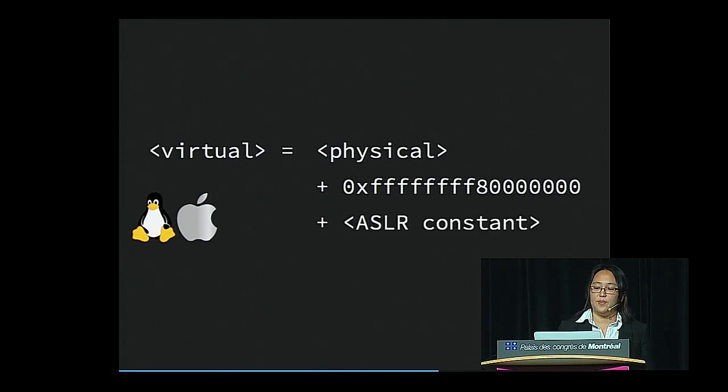If kernel address space layout randomization, ASLR, is supported, as it is in newer versions of OS X and the Linux kernel, another random constant also gets added. The random offset helps mitigate buffer overflow attacks by making it hard for critical addresses to be guessed. So the virtual to physical address translation for identity map segments just means subtracting some constant.